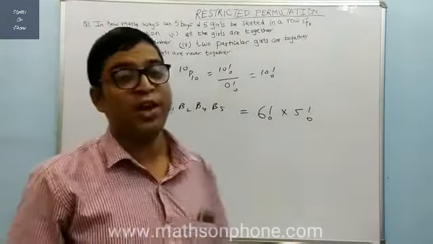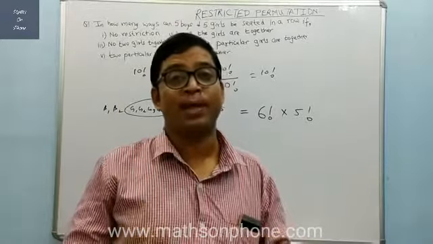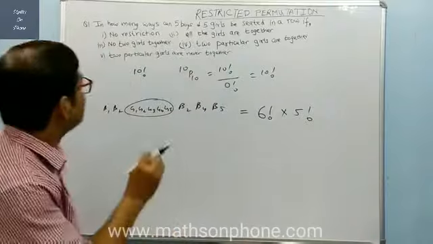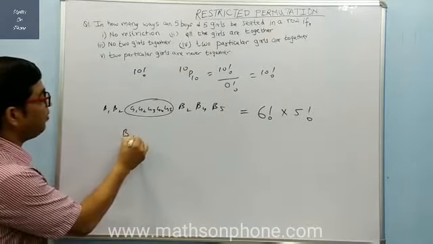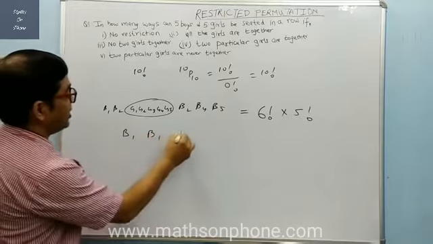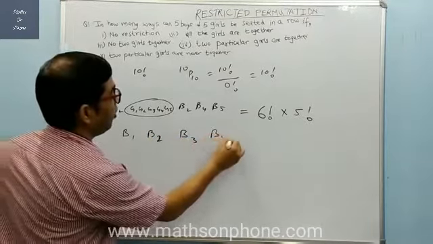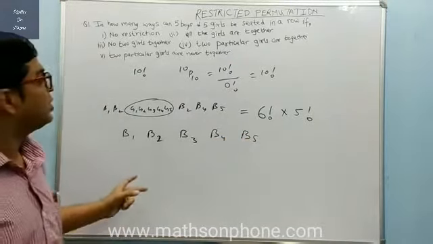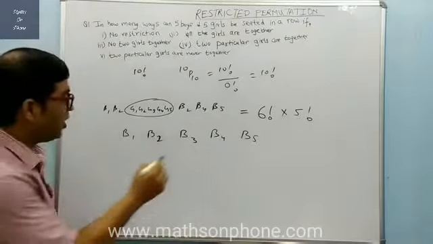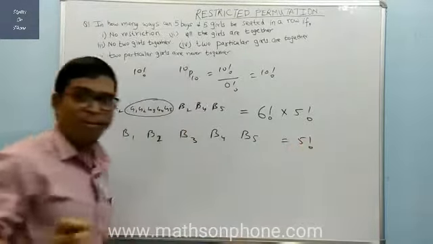The third question is that no 2 girls together. That is also an important type. We call this type of problem the gap method. How? Because there is no restriction for the boys, firstly we will be concerned about boys. B1, B2, B3, B4, B5. 5 boys are there, no restriction about the boys. So boys can be arranged in 5 factorial ways, not a problem at all.